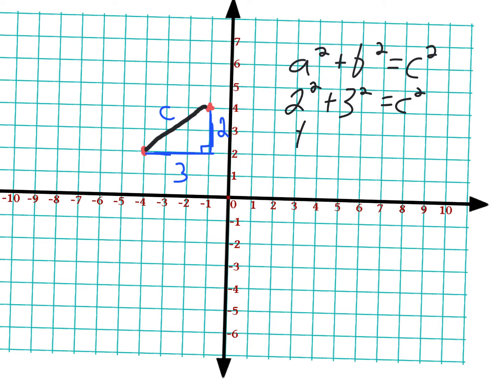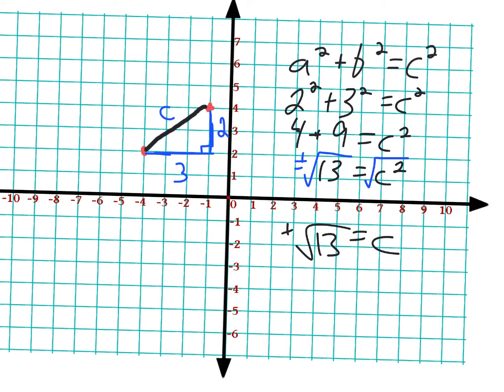2 squared, 2 times 2 is 4. 3 squared, 3 times 3 is 9. And then 4 plus 9 is 13. So that's equal to c squared. We want to figure out what c is equal to, so in order to get rid of that square, we need to take the square root. Technically, doing the square root, we should put plus or minus in front of that, but we know the distance can't be negative, so square root of 13 would be the answer for that problem.